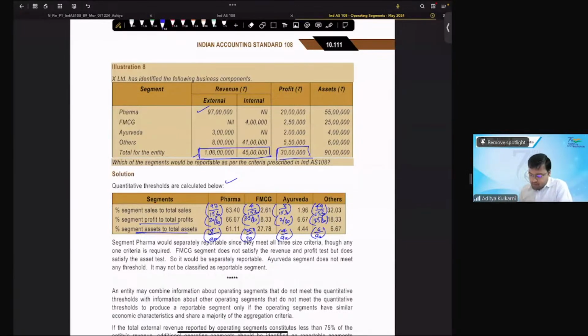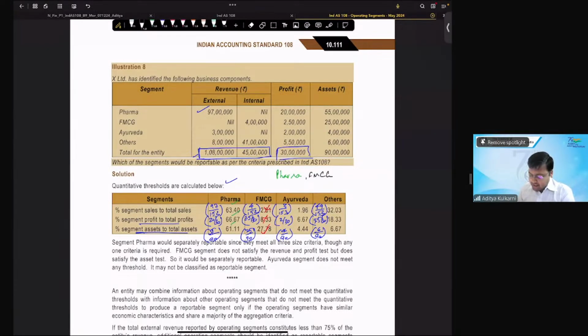So now, pharma segment, is it crossing 10% of sales? Yes. So it would become reportable even with this, but it is crossing 10% of profits, 10% of asset also. So pharma will definitely be a reportable segment. Next, FMCG. Is it passing the revenue test? Answer is no. Is it passing the profitability test? Answer is no. Is it passing the total asset test? Answer is yes. So FMCG also will become reportable.